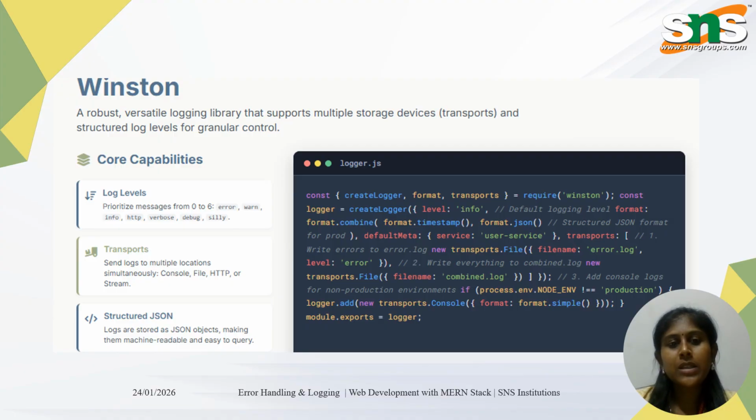Winston. Winston is a powerful logging library used in production systems. Why do we need Winston instead of console.log? Because it stores logs in files, supports log levels, and can integrate with cloud services. For example, saving error logs into an error.log file for later analysis.